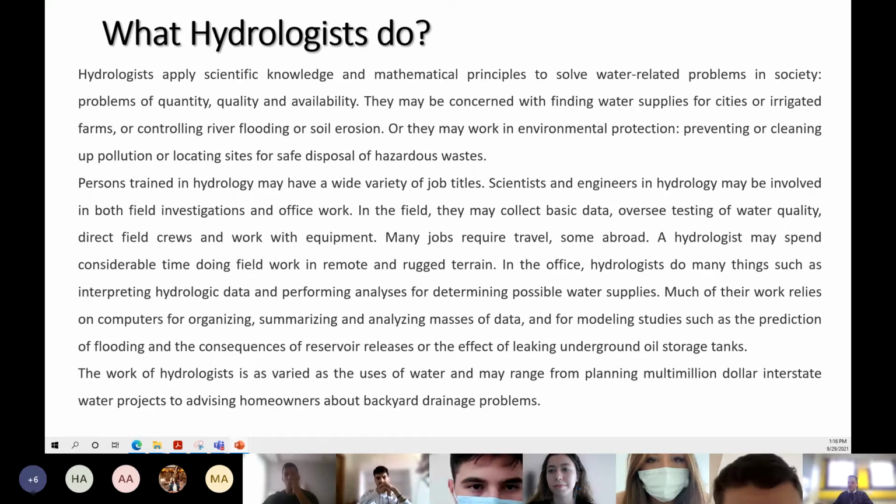Hydrology applies scientific knowledge and mathematical principles to solve water-related problems in society. Problems of quality and availability. They may be concerned with finding water supply for cities or irrigated farms.